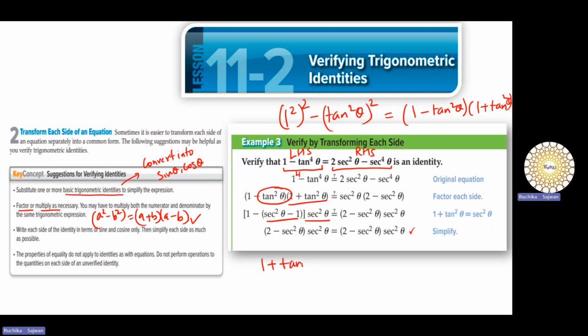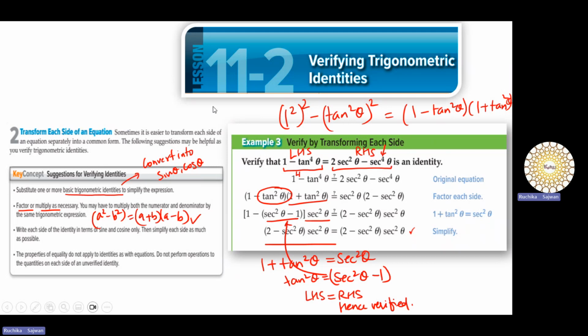Which Pythagorean identity do I use? 1 plus tan square equal to secant square. Accordingly, here tan square comes out to be secant square theta minus 1. And then I plug it in, solve, convert everything into secant square. You must be wondering why we did that, because the right side only had secant. So that's why we convert, and then both are equal. When you say left hand side and right hand side are equal, it means hence verified. So this is how you solve the question.